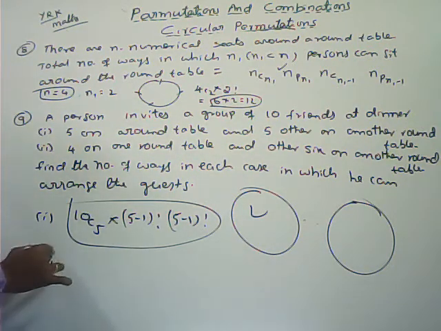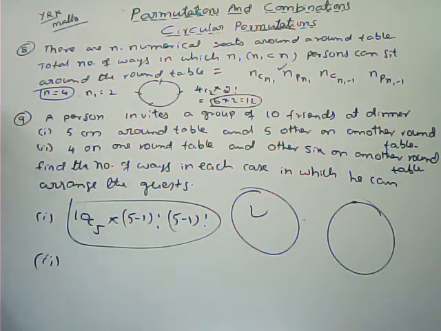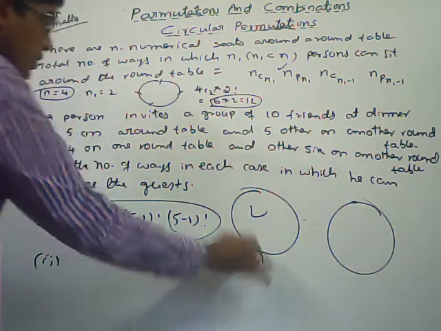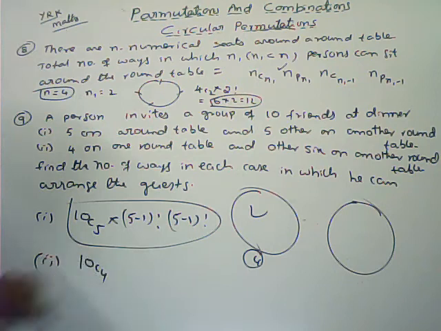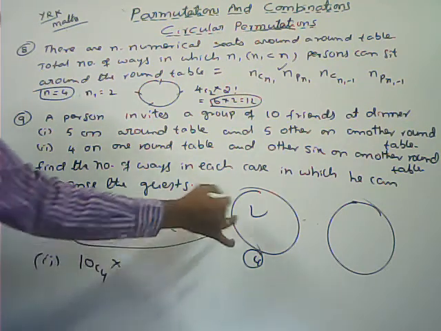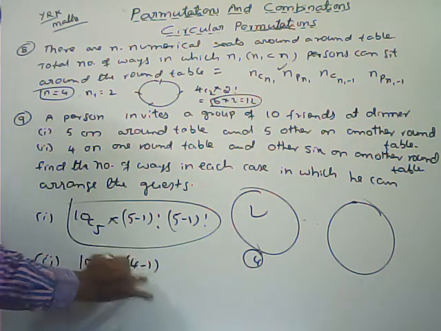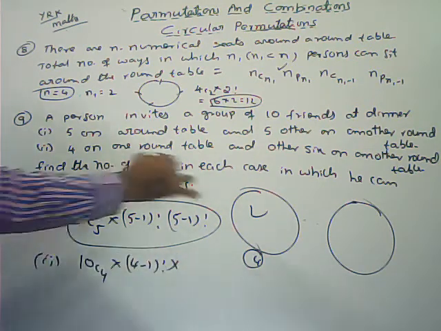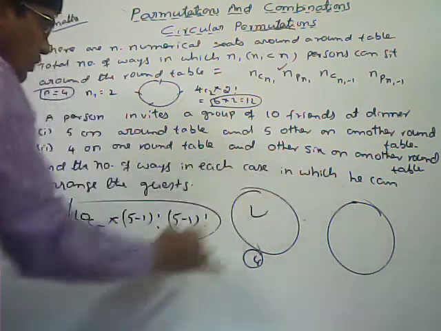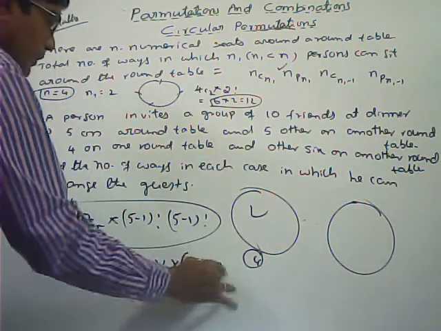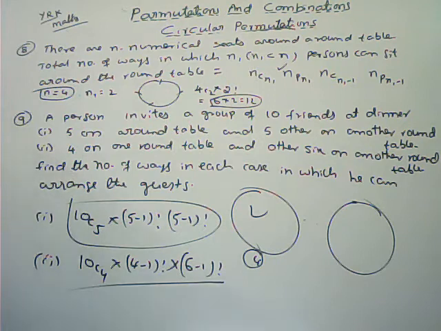Second part: 4 at one round table. Here you can select 4 members, 10C4. In how many ways can we arrange them? In the first round table, 4 minus 1 factorial, into the rest of the 6 members in the second round table, 6 minus 1 factorial. This is the answer for the second part.